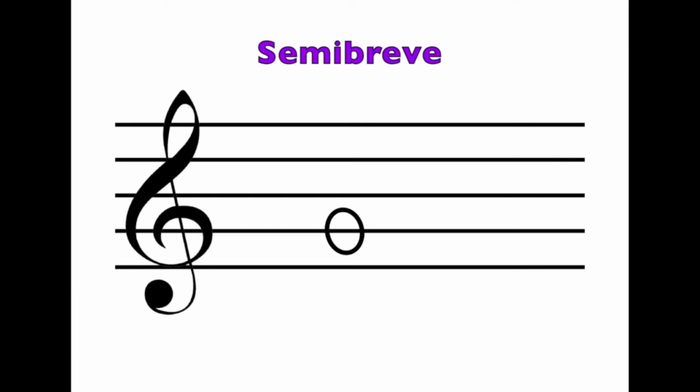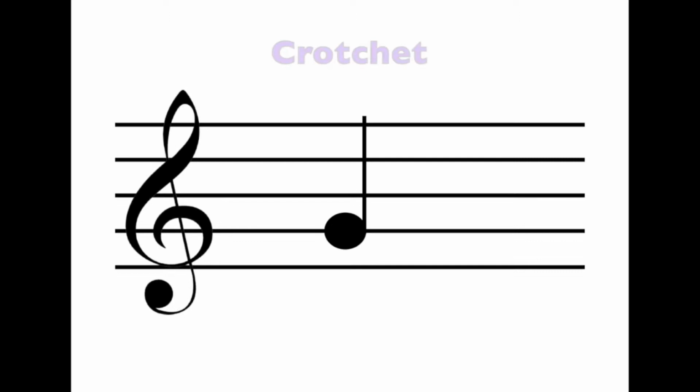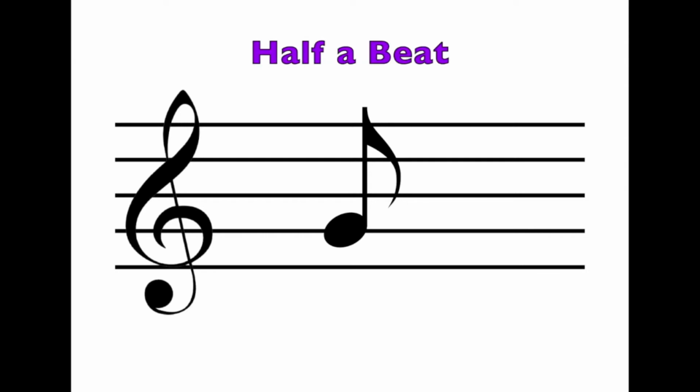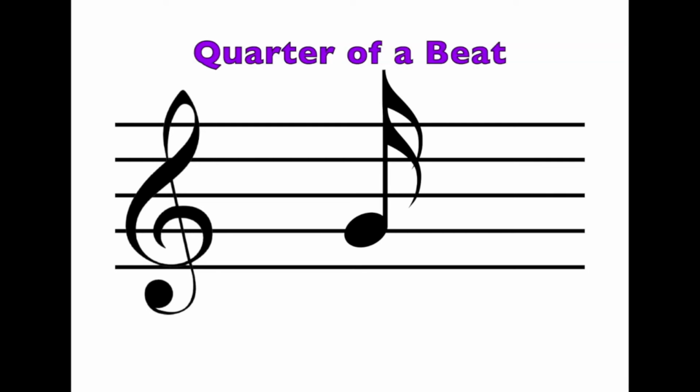So let's recap. A semibreve looks like this and is worth 4 beats. A minim has the stick on it and is worth 2 beats. This is a crotchet, this is the coloured in note with the stick as well, and this is worth 1 beat. If we add a tail to that, it's called a quaver, and a quaver is half a beat. A note with 2 tails is called a semiquaver, and that is a quarter of a beat.